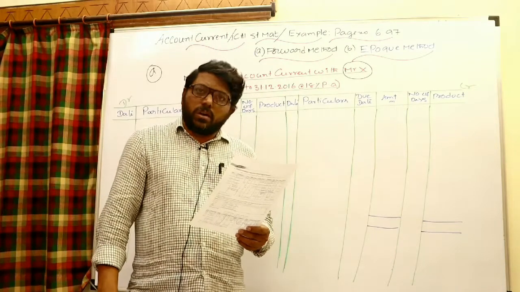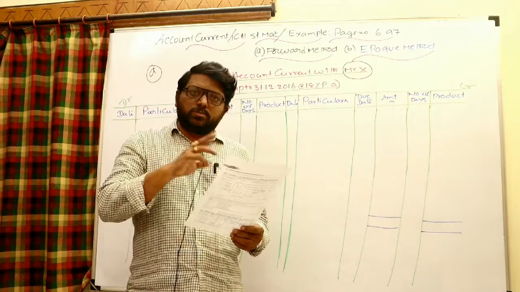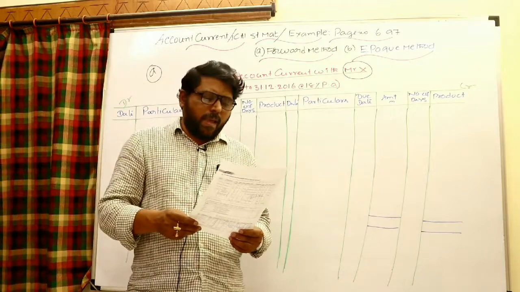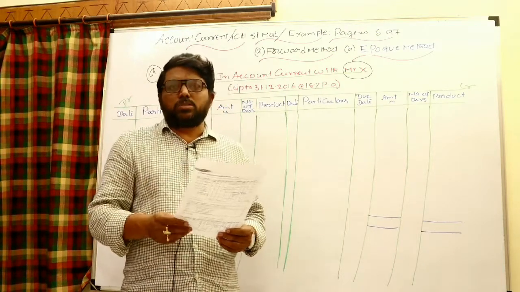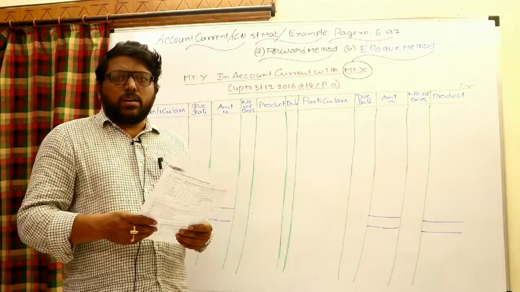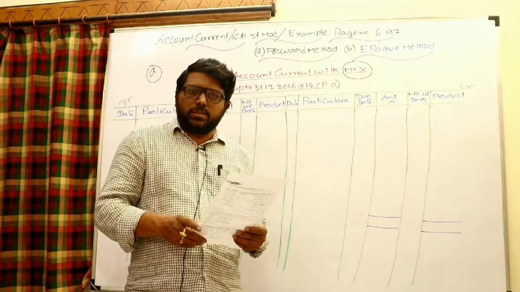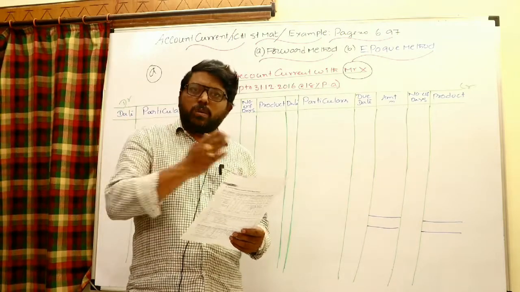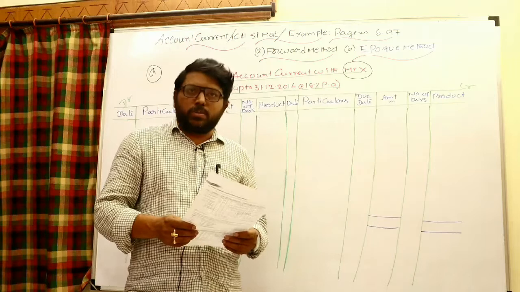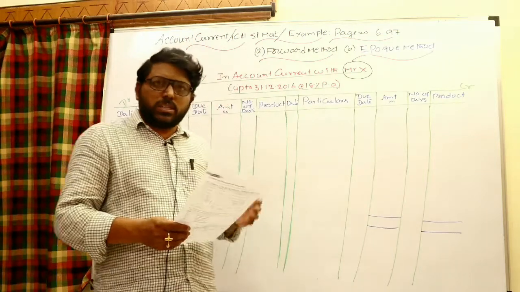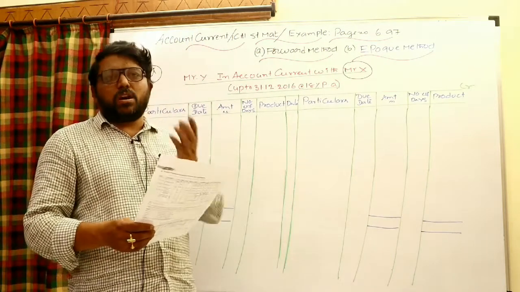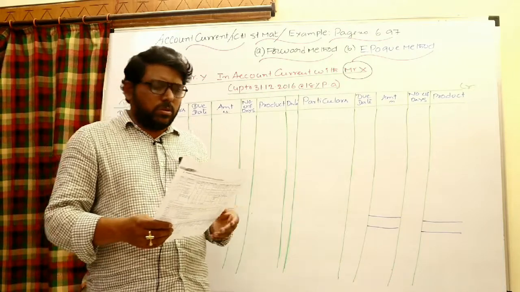Because account current you can work out by both the methods, forward method and backward method. Right now I have done the products method, which is forward method, meaning calculation of number of days from the due date to the settlement date. But you can work out backward method also, which is called epoch method. So I would like to discuss this example sum by forward method and by backward method also.